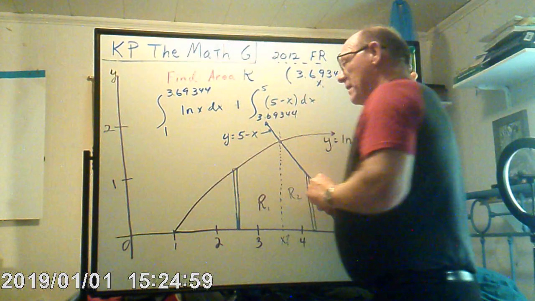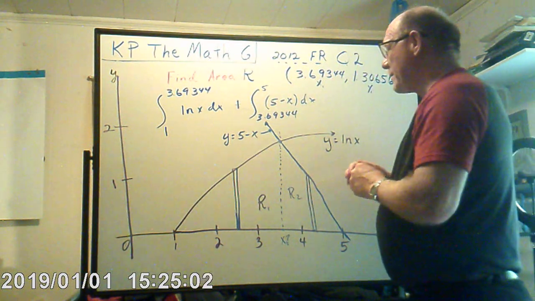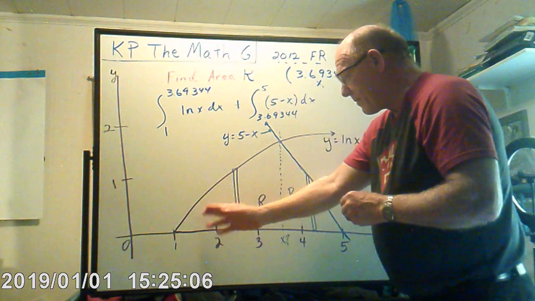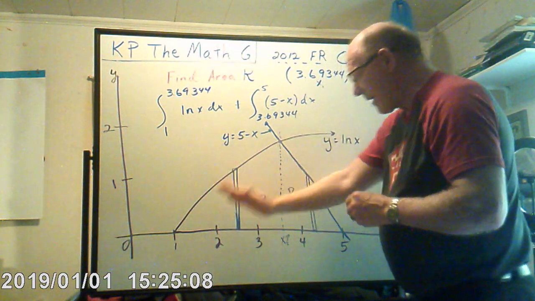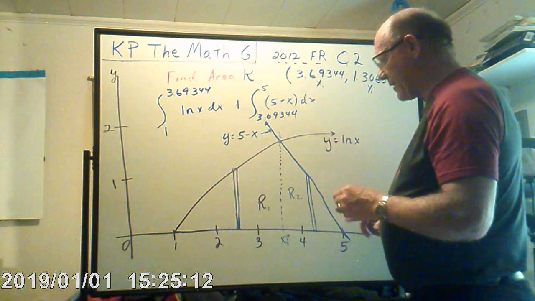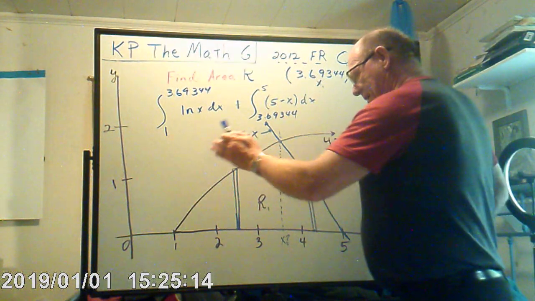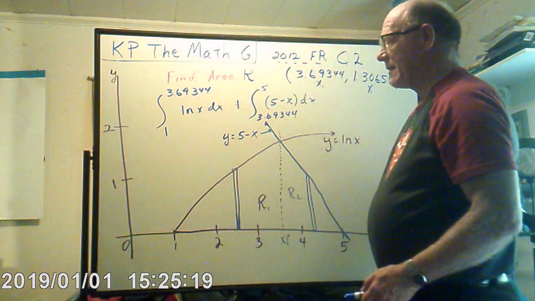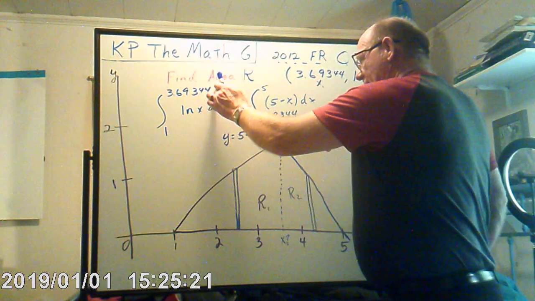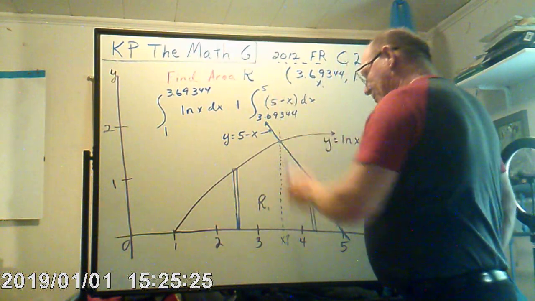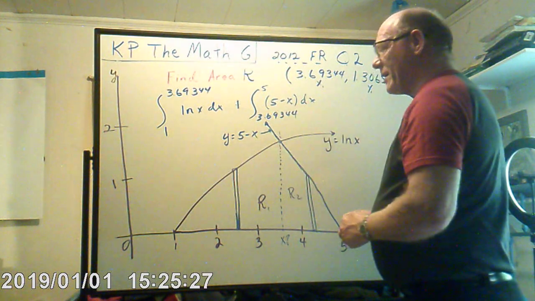So that's really what you can do. But you have to remember, this side is the ln function, this side is the line function. So you just have to remember, this is going from 1, not from 0, but from 1. And then from here, the rest of the way over is 5. So that's what you're doing here. That's one way to do it.